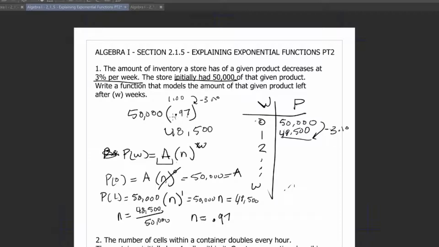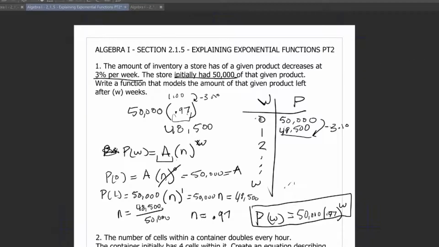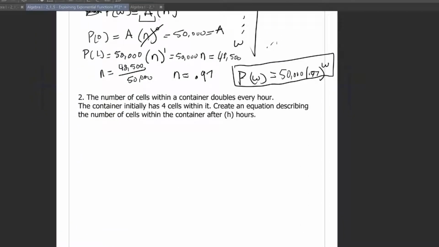So we technically solved for it here, but I wanted to walk through the steps. So now we have an equation. P of W is equal to A, 50,000, times 0.97 to the W. Hopefully that makes sense. If not, again, put it in the comment section.